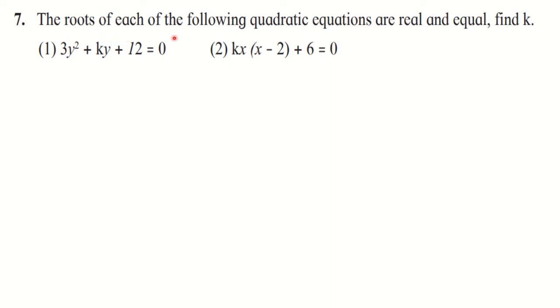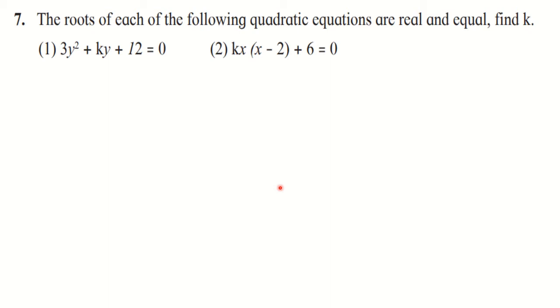The roots of each of the following quadratic equations are real and equal. Find k. So here you will find that in coefficients, the unknown k is present in both the questions, which we need to find out. Since it is told that real and equal roots are there, we have to think of nature of roots. And in case of nature of roots, we find the discriminant, that is delta.